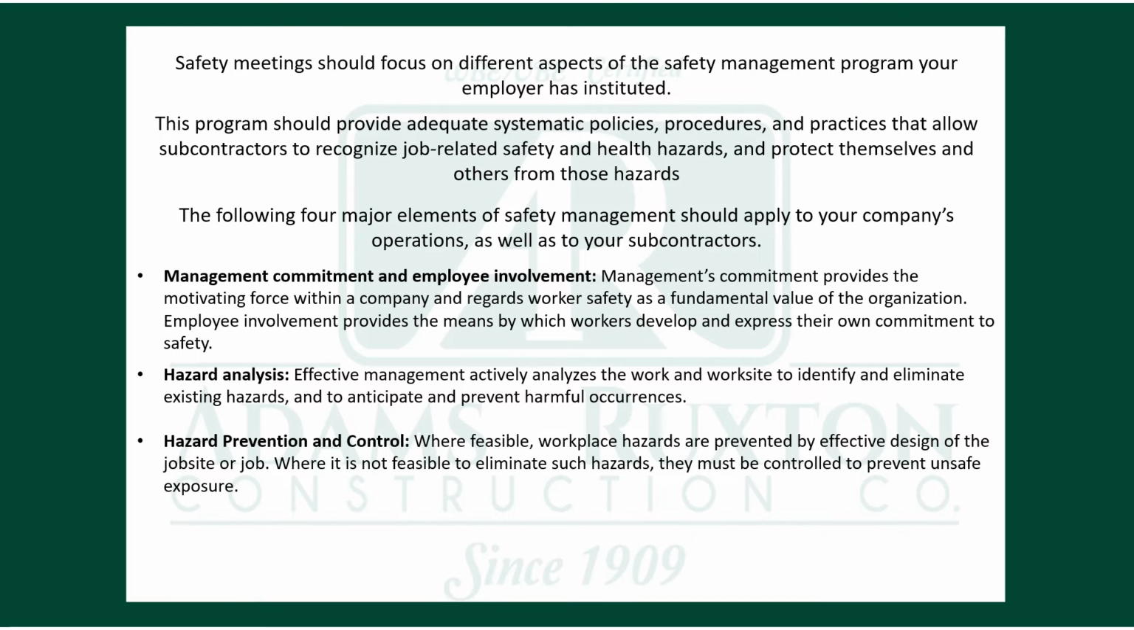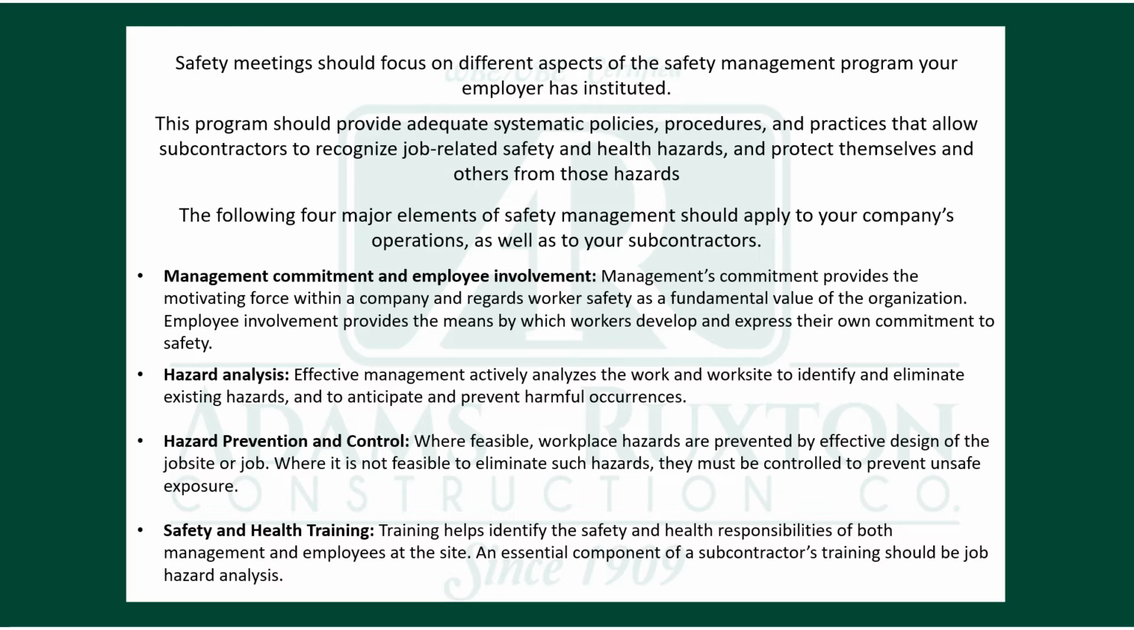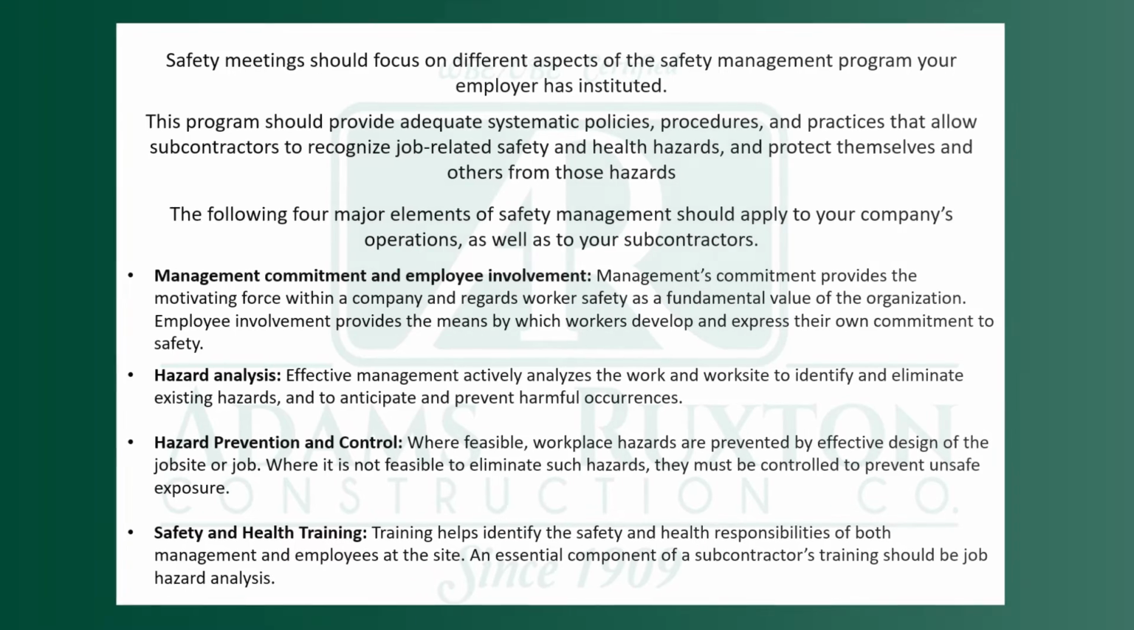Hazard prevention and control. Where feasible, workplace hazards are prevented by effective design of the job site or job. Where it is not feasible to eliminate such hazards, they must be controlled to prevent unsafe exposure. Safety and health training. Training helps identify the safety and health responsibilities of both management and employees at the site. An essential component of a subcontractor's training should be job hazard analysis.